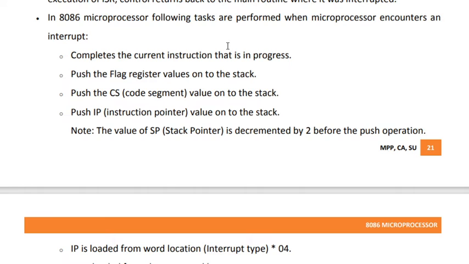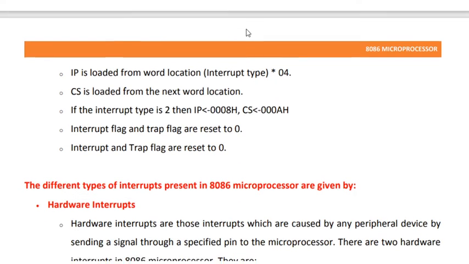IP and CS is loaded with the address of the ISR, and the ISR is executed. Once the ISR is executed, again the content of the stack is popped out and loaded onto the IP and CS, and the normal execution resumes.